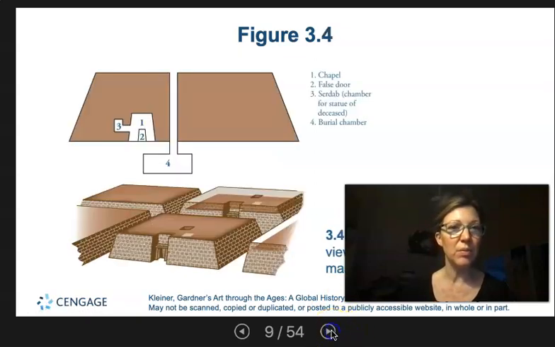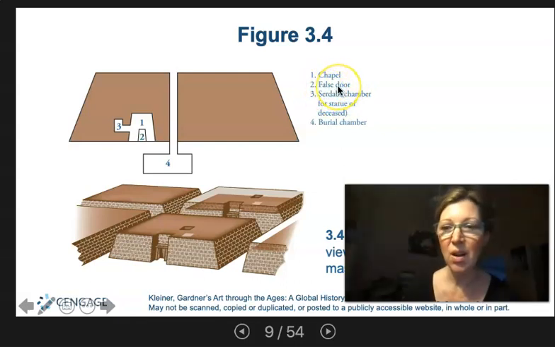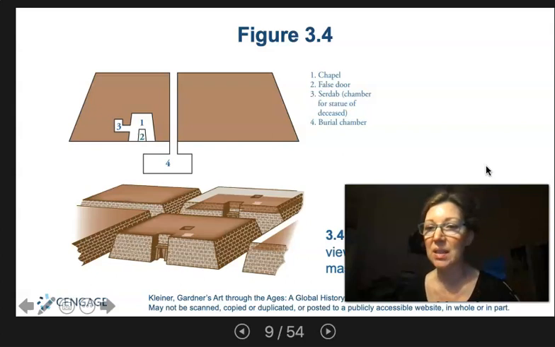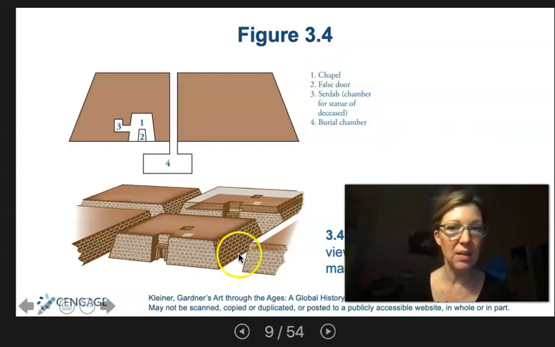Very, very important. Okay, the false doors. Right here we see this little map, and this is a mastaba tomb. False door, how cool is that? The false door was meant to give access to the Ka, and you can read more about the Ka in the chapter. A mastaba is a rectangular brick or stone tomb with sloping sides. You can see that here.